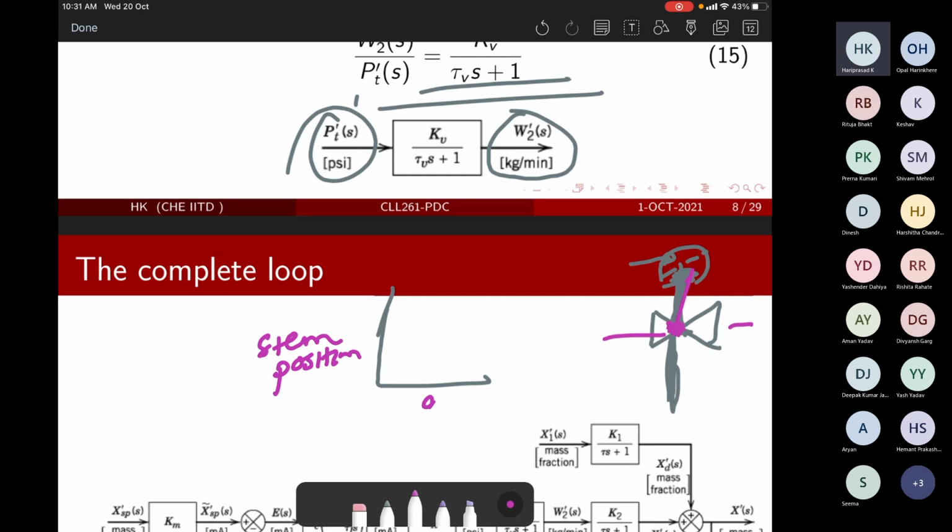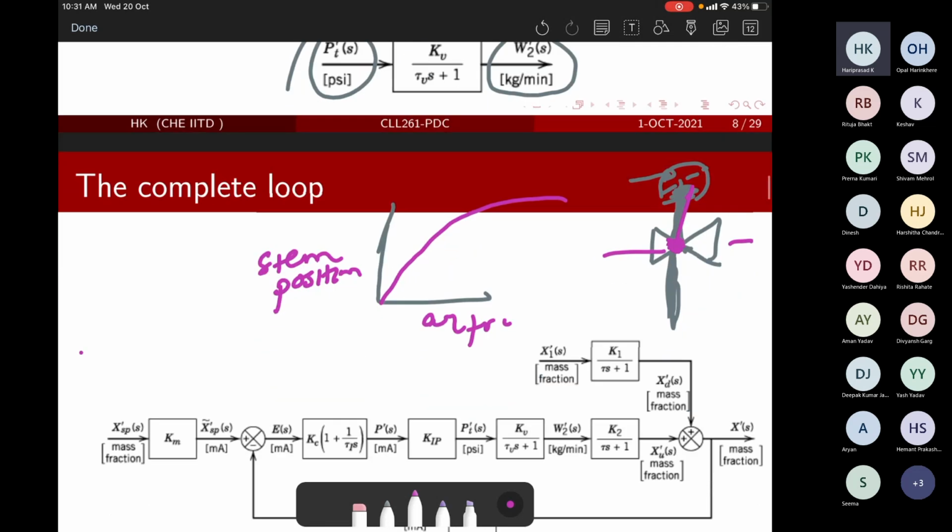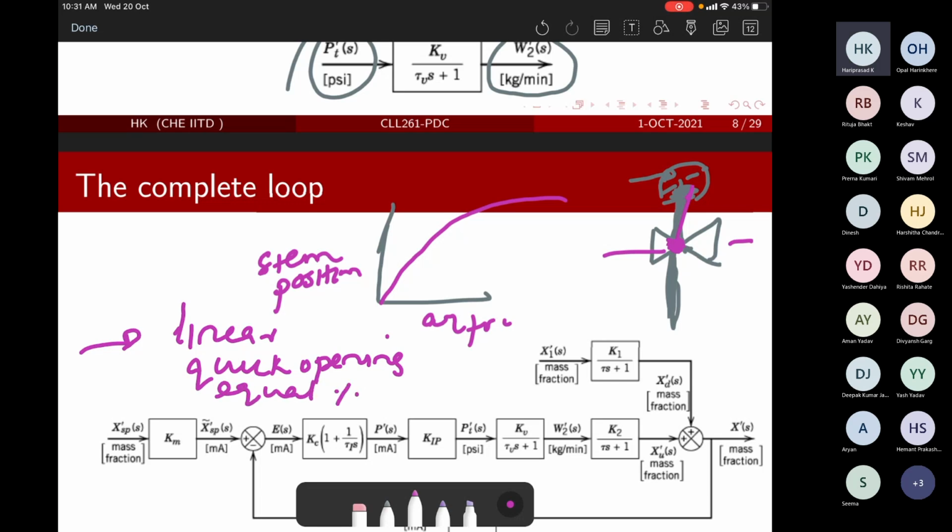Versus your airflow, you would essentially see that. So we'll again talk about that maybe separately. It would most likely open like this. So in fact there are three types of valves. One is based on the stem position opening. You would see the linear valve, quick opening valve, and something known as equal percentage valve.